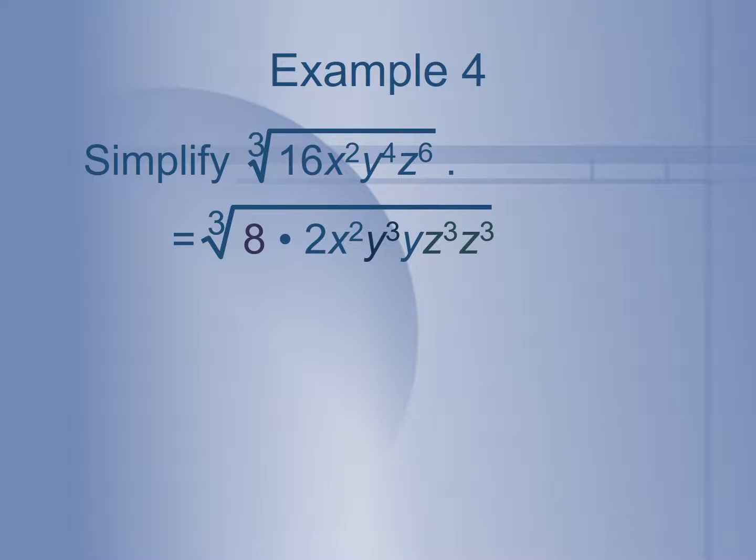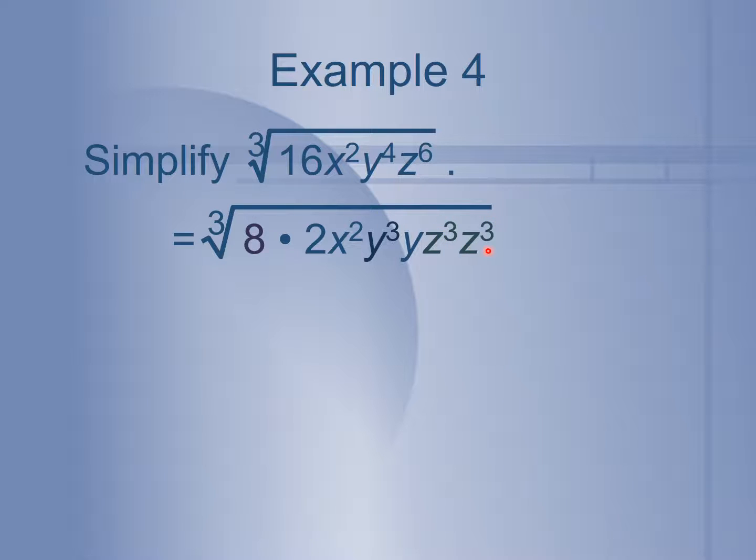16 can be rewritten as 8 times 2, and 8 is a perfect cube, so it's going to be separated. x squared is not a perfect cube, but y to the 4th can be rewritten as y cubed times y, so that gives us a perfect cube right there. And then z to the 6th can be rewritten as z cubed times z cubed, so that gives us 2 perfect cubes right there.